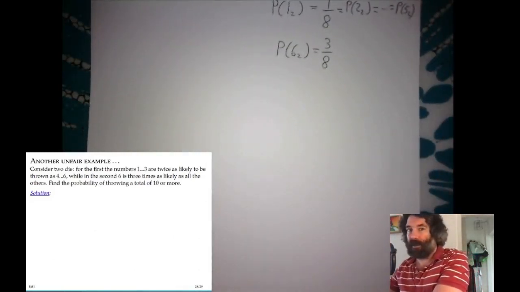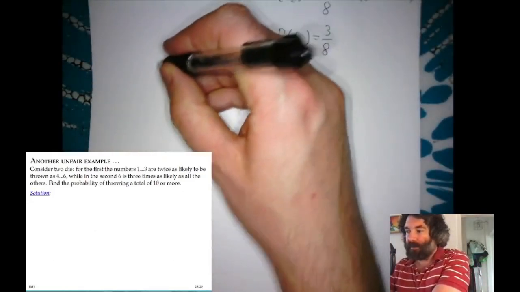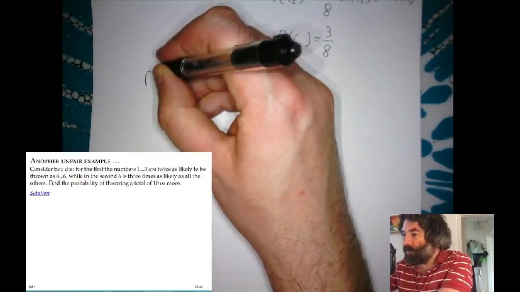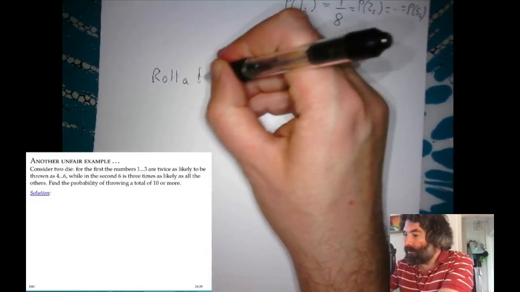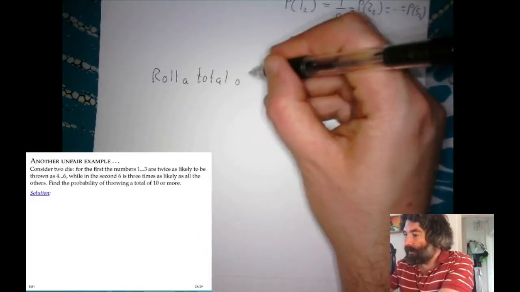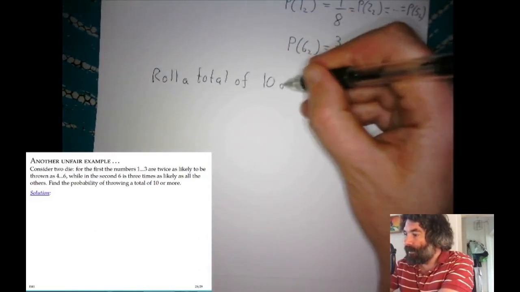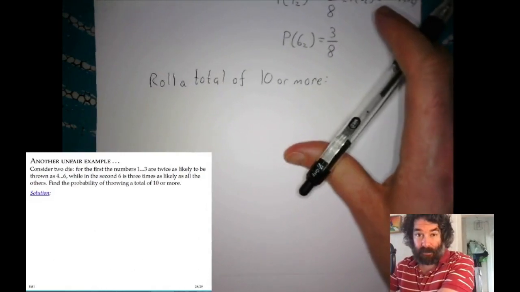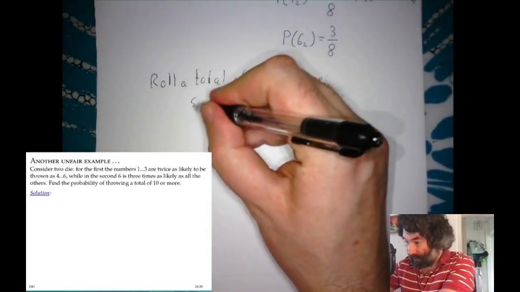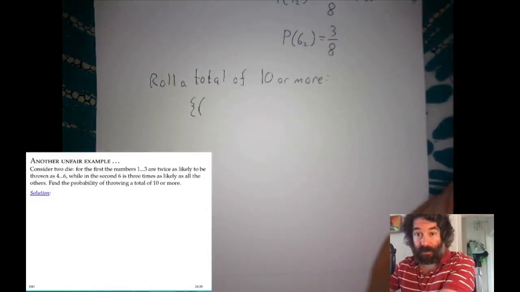So let's write that event. Now let's consider the event: roll a total of 10 or more. All right, and so let me list all of the outcomes that would be in that event.